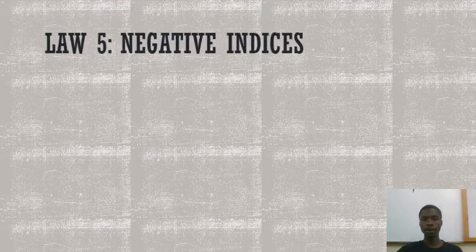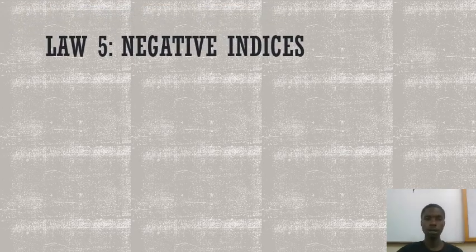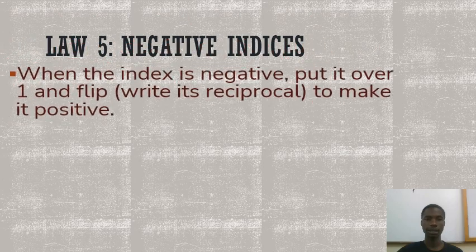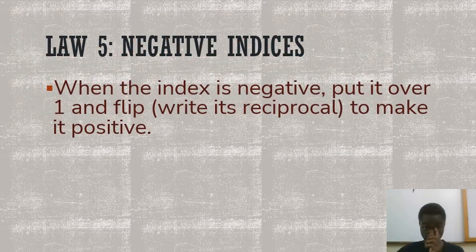Now, our fifth law that we are going to talk about is negative indices. What do we know about negative indices? When the index is negative, put it over 1 and flip, write its reciprocal to make it positive. That's how we write numbers. That's why it is the reciprocal of a number. That is, a power negative m is 1 over a power m.